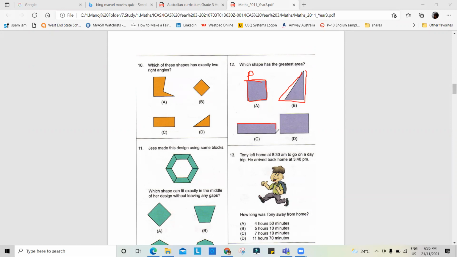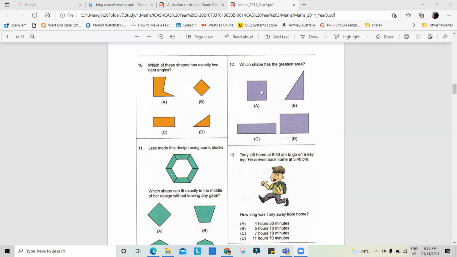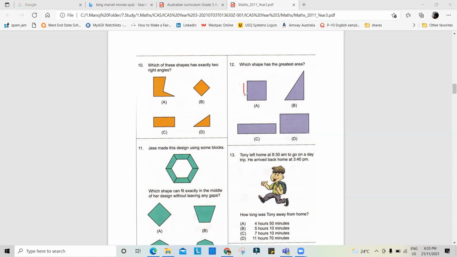Okay. Now you understand what is perimeter? Yeah. That is a length. They added all this length. Now they're asking the area. How do you calculate the area? Normally it is this length multiplied by this length.